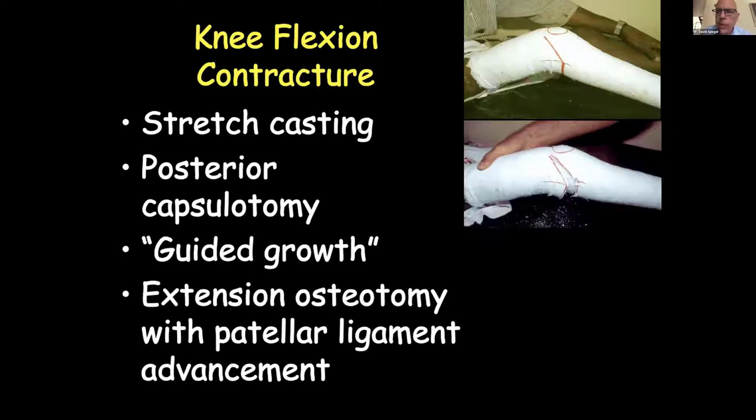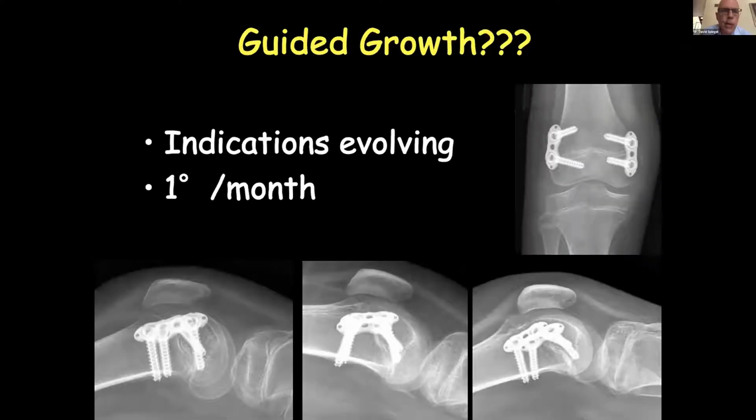Guided growth is an option if you have time on your hands and you have a younger patient that you wouldn't want to do an osteotomy on. And for most teenagers or older patients, an extension osteotomy with retensioning of the quadriceps mechanism. The guided growth gets you about 1 degree per month. And these are most commonly indicated for patients with a lot of growth left who have a sizable fixed knee flexion contracture. Typically, this would be best for contractures of 15 to 20 degrees. And so this is evolving.